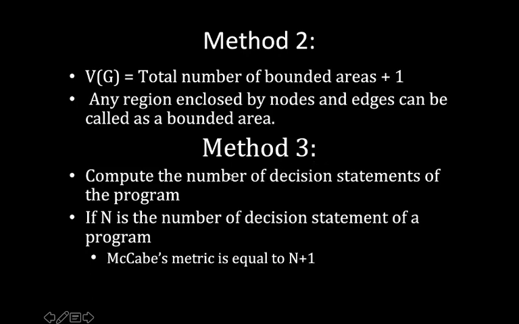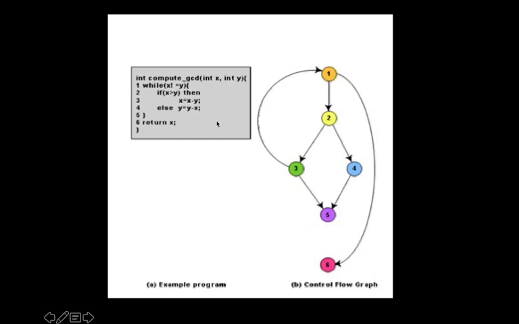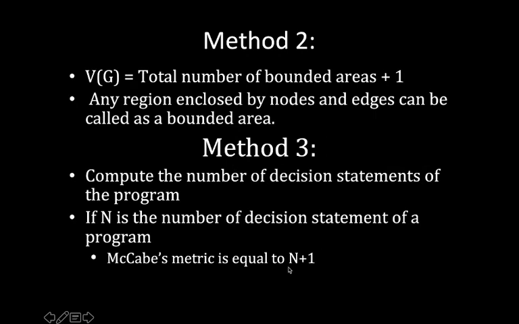Then method 3 is to compute the number of decision statements of the program. If n is the number of decision statements of the program, then McCabe, the person who designed this, says the metric is equal to n plus 1. In this case we have 2. This is the first decision making, this is the second decision making. So we have 2, and the metric will be n plus 1, so 2 plus 1 is 3. All the 3 methods give the same result.